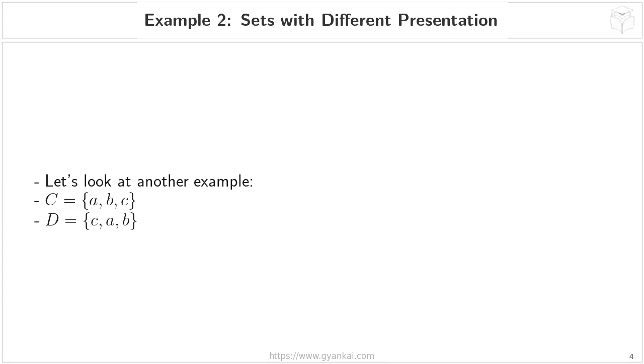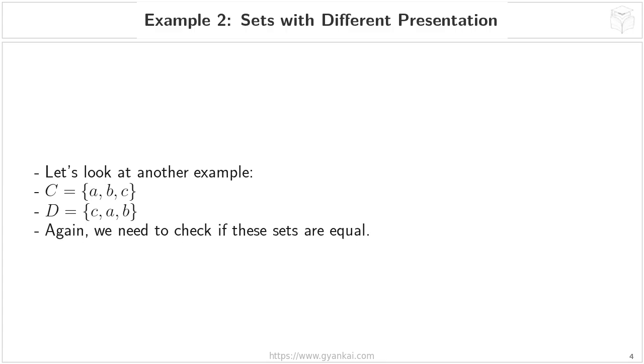Example 2. Sets with different presentation. So let's move on to another example to really solidify this idea of equal sets. On this slide, we have two sets defined as follows. Set C contains the elements A, B, and C, and we write that as C equals the set containing A, B, and C. Set D is defined as containing C, A, and B.